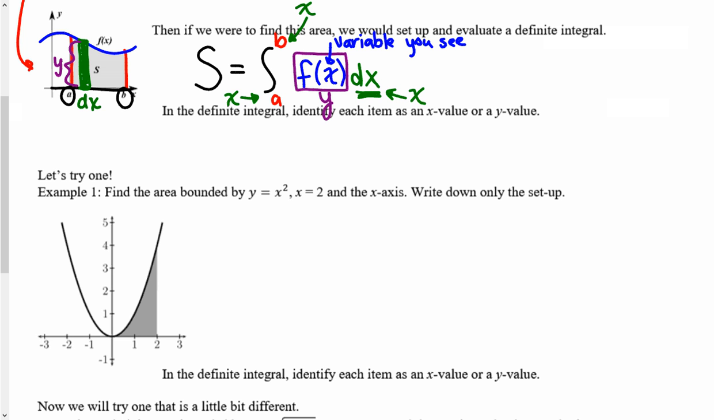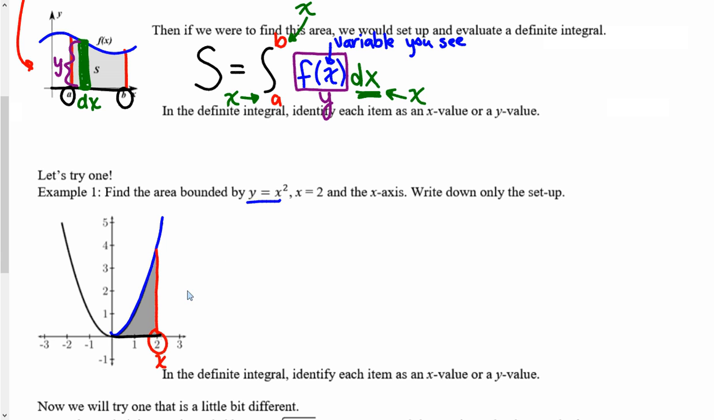So in example 1, we're going to find the area bounded by y equals x squared. That's my f of x. x equals 2. And again, that's an x value. And the x-axis, which is right here. And we're only going to write down the setup. We're not going to work it out.